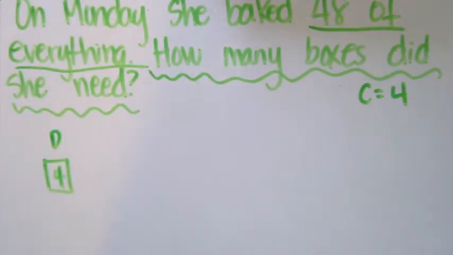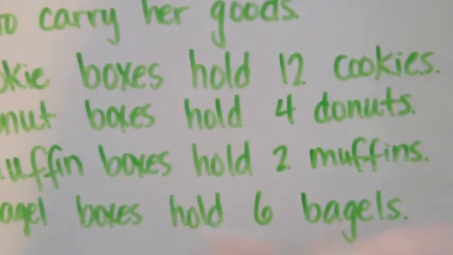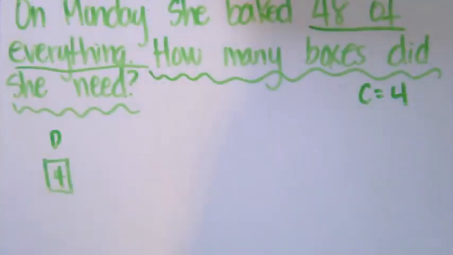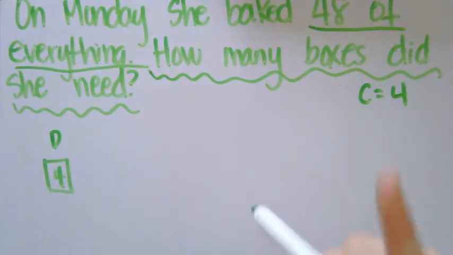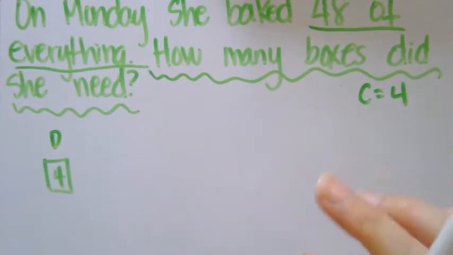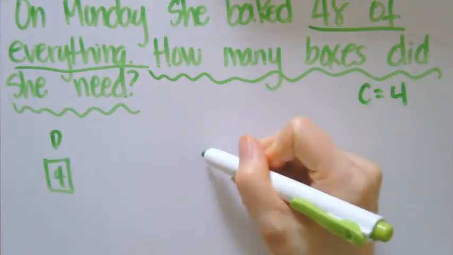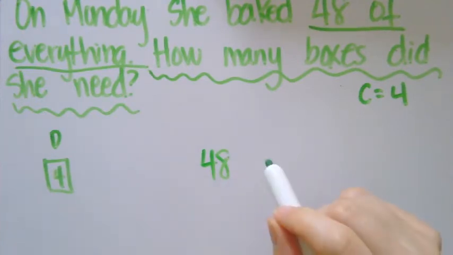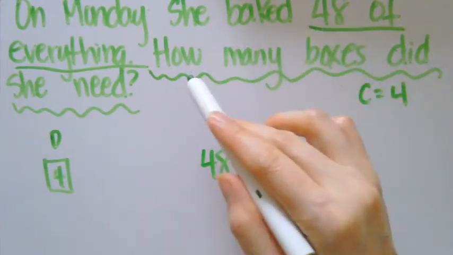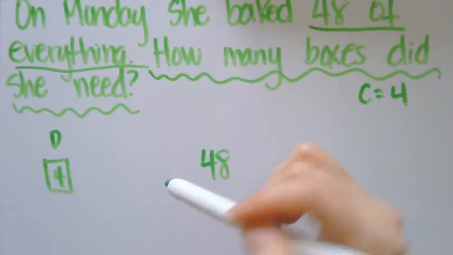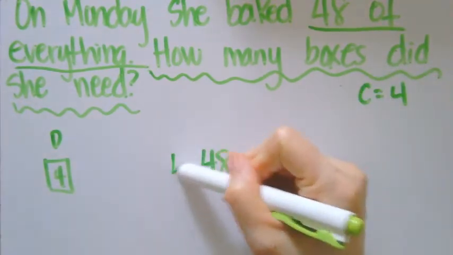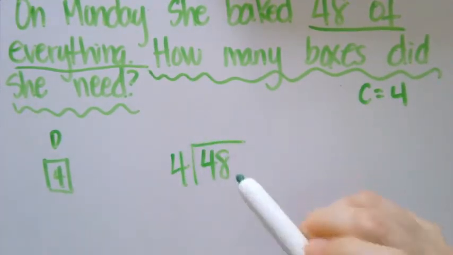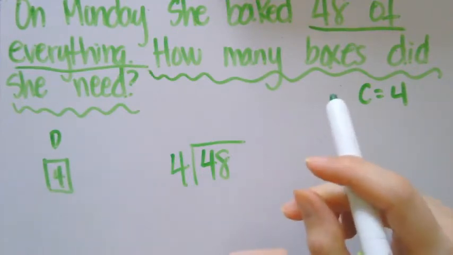If you want to challenge my work, here you go. Donut boxes hold 4 donuts. I can do that same thing, or I can think about it as a division problem. She baked 48 of everything, so she made 48 donuts. But each box will hold 4 donuts, so I'm going to put 4 into 48, and that will tell me how many boxes I need.